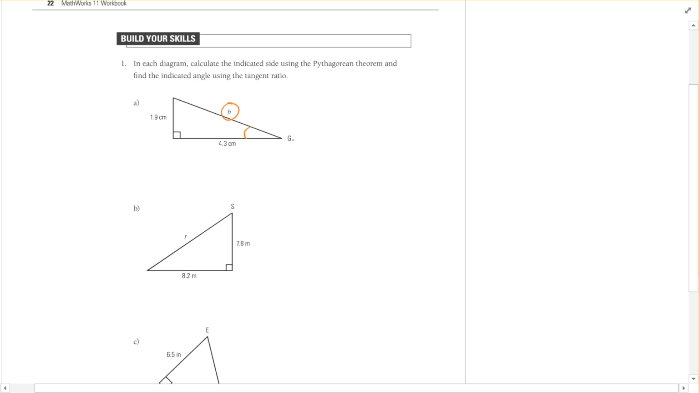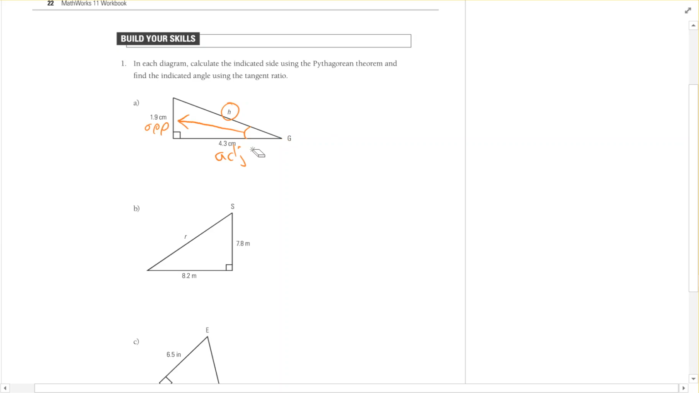The only thing that I think you could maybe get confused about is messing up your opposite and your adjacent sides. So let's say I was looking for G here. Which side is my adjacent and which side's my opposite? Well, adjacent is going to be the one that's close to the angle, so that's this one. Opposite is always on the opposite side, so that's going to be opposite.